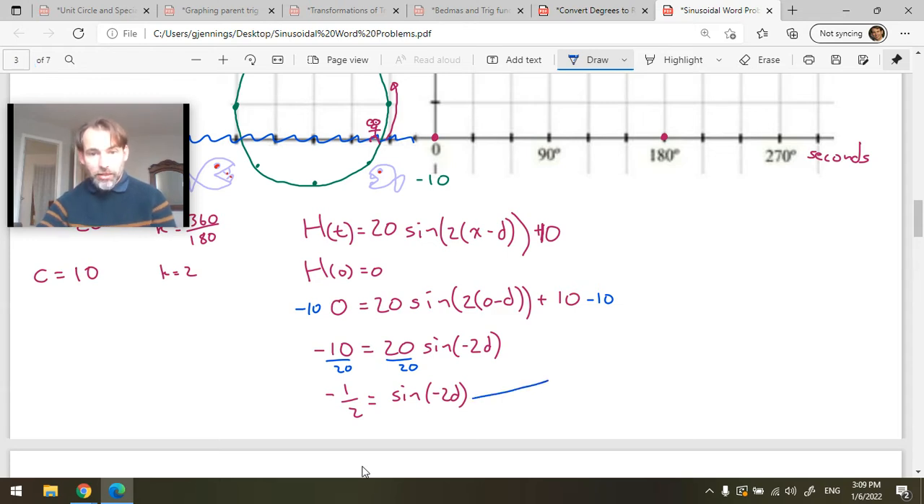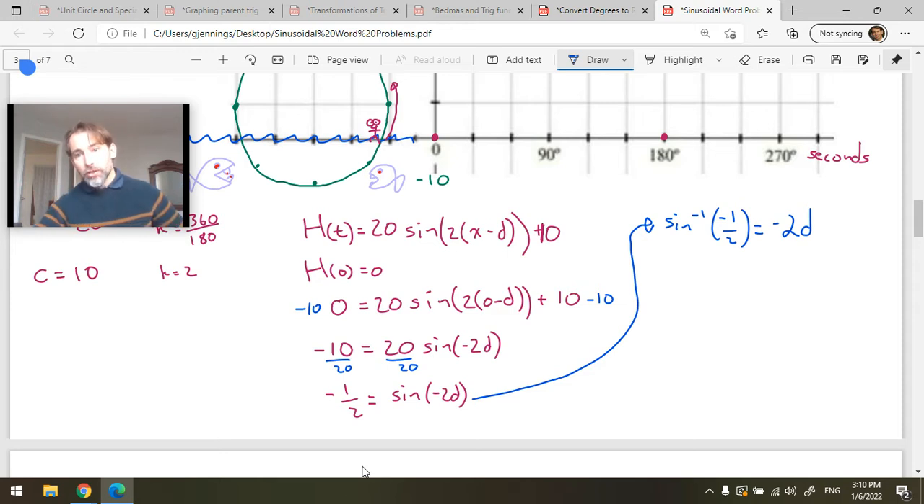The way you're going to do that is to inverse operate the whole thing. You're going to go sine inverse of negative 1 over 2 is equal to negative 2d. So that's your line. You've taken the inverse sine of both sides. It effectively took this sine away and put inverse sine on that side. That's your inverse operation. Now, you solve that on your calculator.